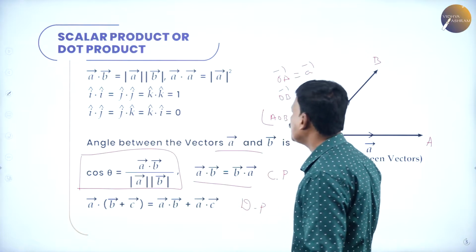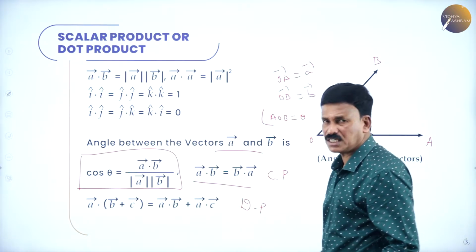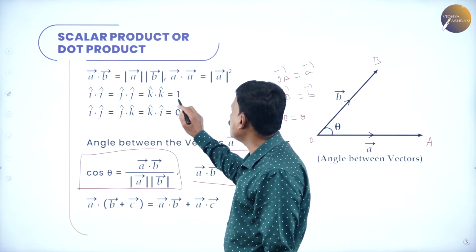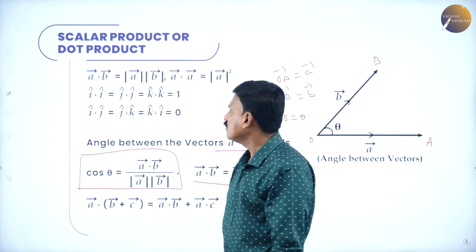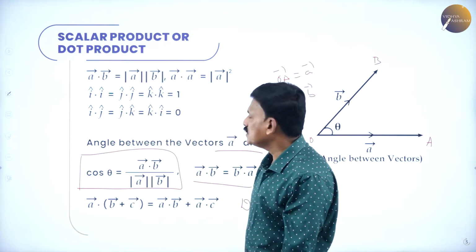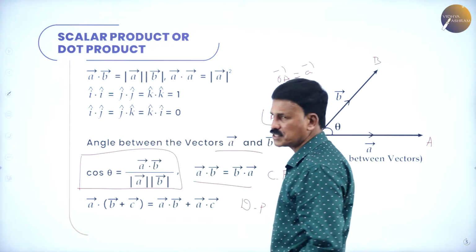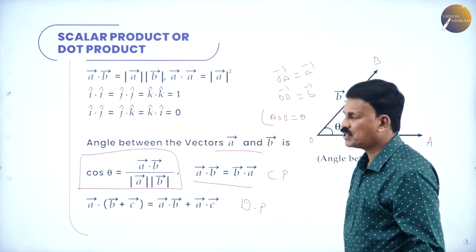Suppose I, J, K are the unit vectors, then the dot products I dot I, J dot J and K dot K are always equal to 1, whereas I dot J is equal to J dot K, which is equal to K dot J, is equal to 0.